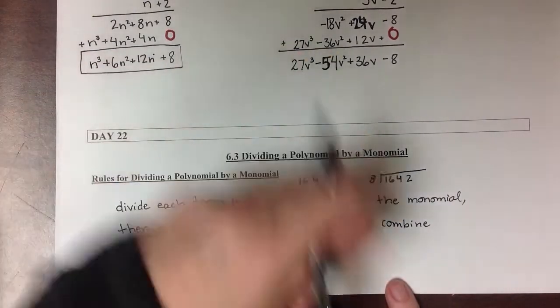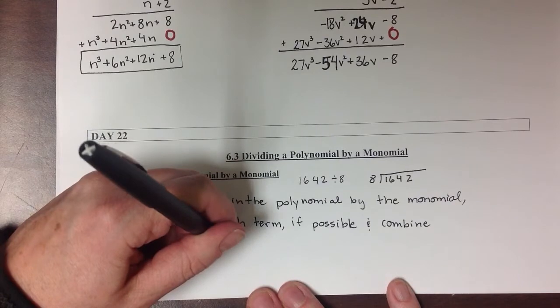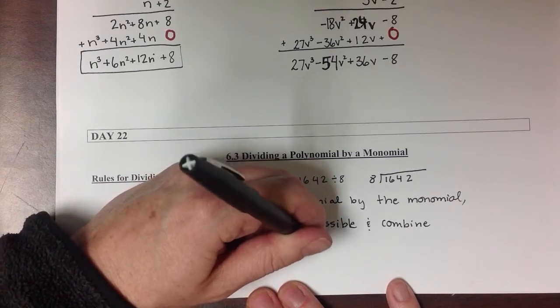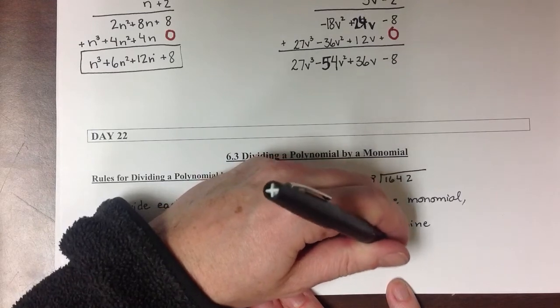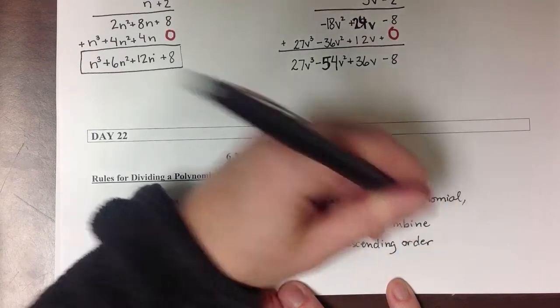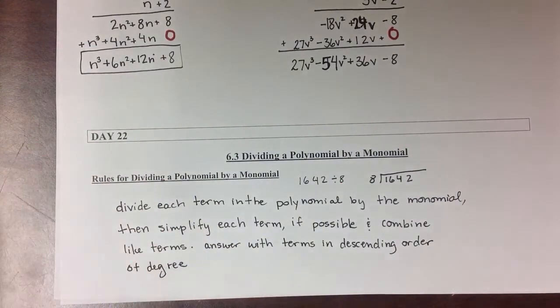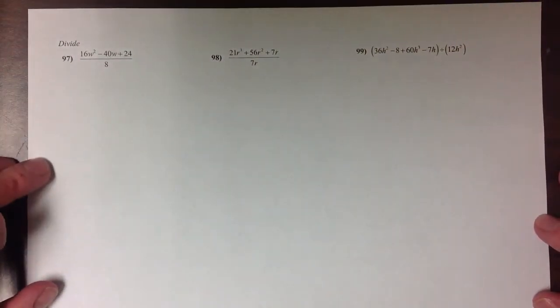And just like with all of our multiplication problems, you're going to want your answer with terms in descending order of degree. So the term with the highest degree first, and so on. And if there are two terms that have the same degree, but they have different variables, put your variables in alphabetical order. All right, math people, creatures of habit. So let's look at some examples of these problems.